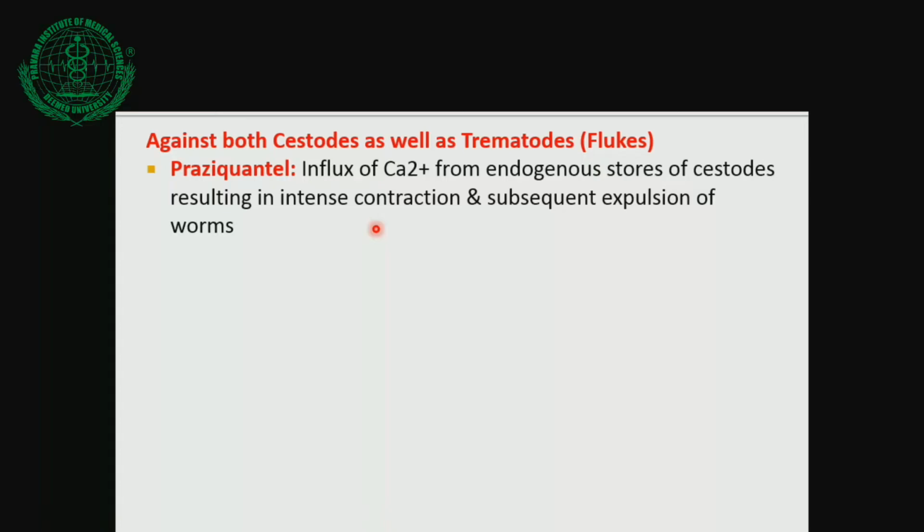So just like we have a sarcoplasmic reticulum, the nematode have certain endogenous stores of calcium, and the calcium will be released from that endogenous store into the cytoplasm. That results in the intense contraction of muscles and subsequent expulsion of the worms. So excessive muscle rigidity is produced, because of which these cestode and trematode will lose their grip on the intestinal mucosa of human being, and they will be expelled out of the intestine, especially through the feces. So this is the action of Praziquantel.